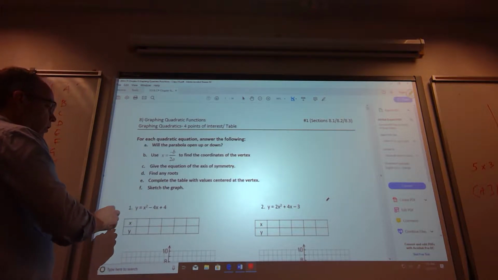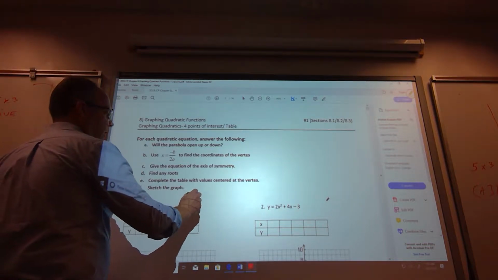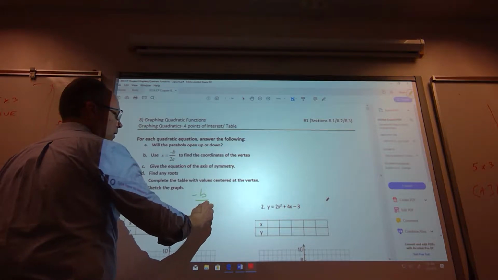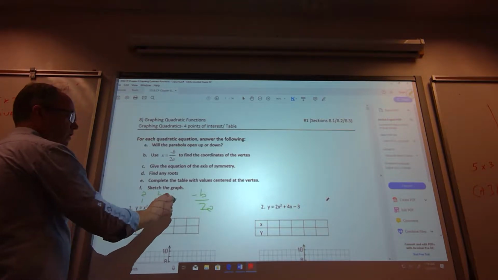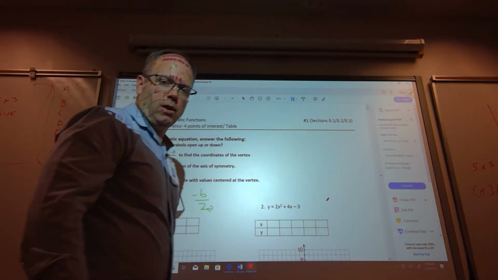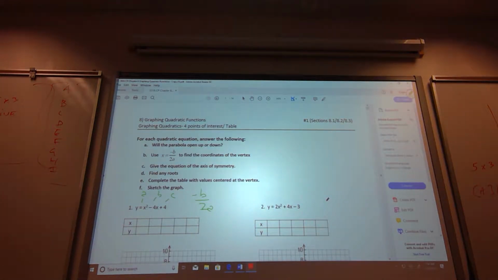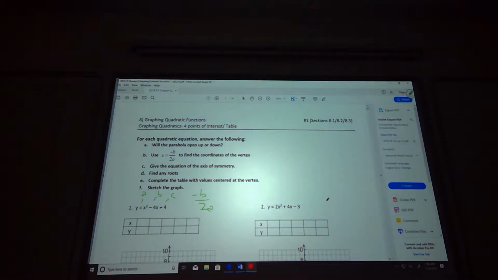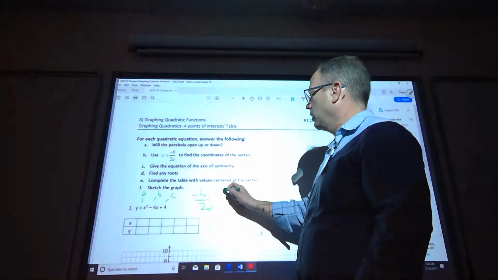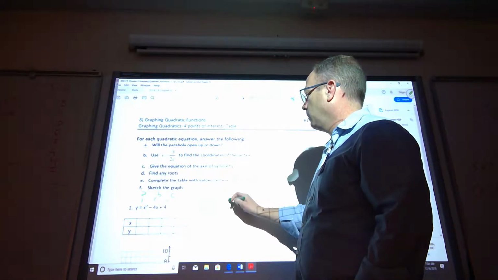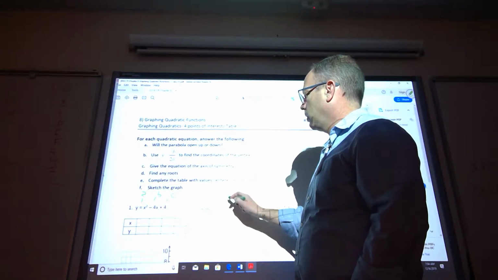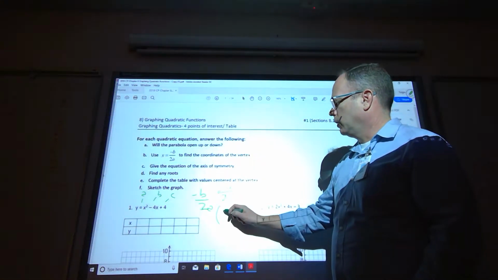Now find the coordinates of the vertex. We're going to use -b over 2a. Our a value is 1, our b value happens to be -4, and our c value happens to be 4. So I'm going to plug in -4 to -b, which gives +4, over 2 times a, which is 2 times 1. So the x component of my vertex is 4 over 2, which is 2.